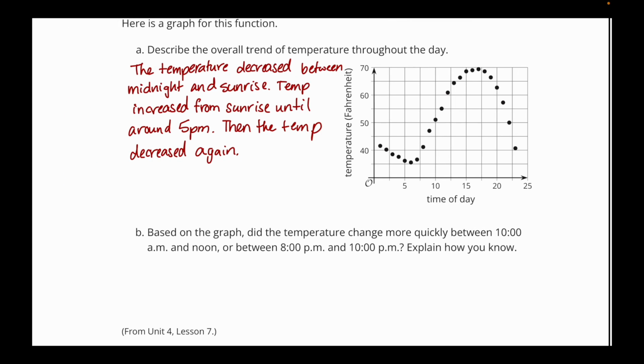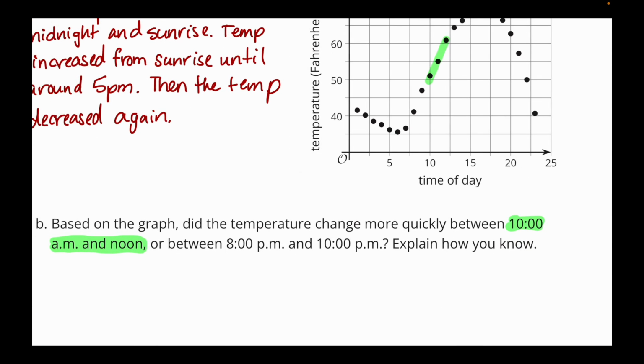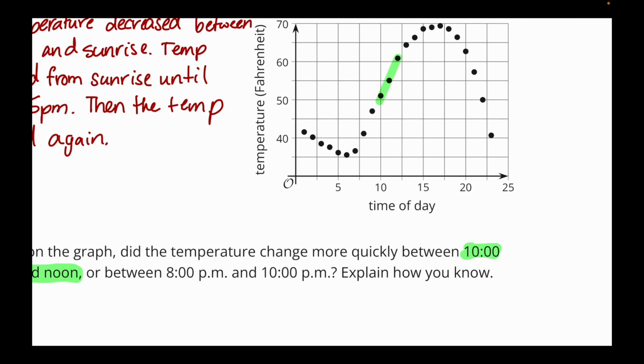Now let's actually answer this question. Based on the graph, did the temperature change more quickly between 10 a.m. and noon or between 8 p.m. and 10 p.m.? So I'm going to just highlight some chunks of my graph. Between 10 a.m. and noon is going to be green, or between 8 p.m. and 10 p.m. So we have, it looks like 10, 11, 12 right here. So between 10 a.m. and noon, or between 8 p.m. and 10 p.m.